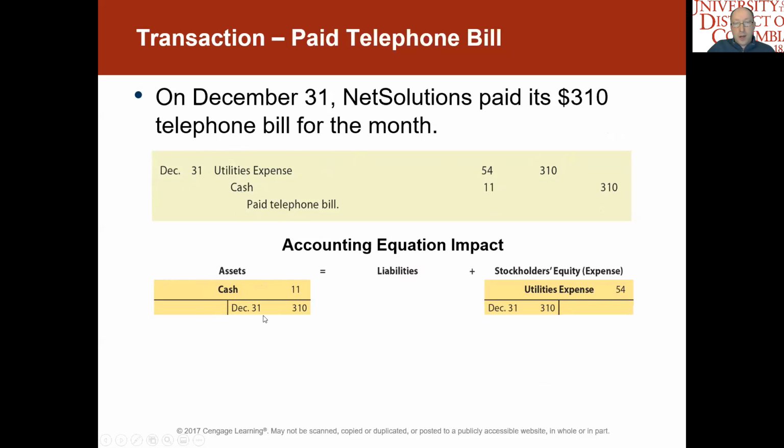Of the accounting equation, I reduce cash, $310. I increase my expense, $310. The accounting equation is still in balance.